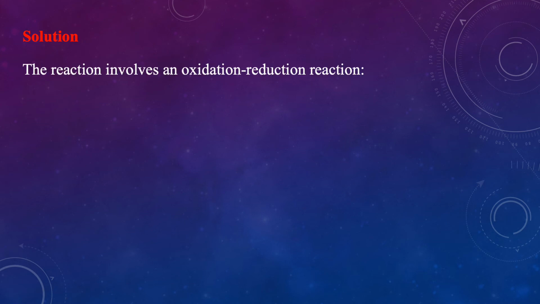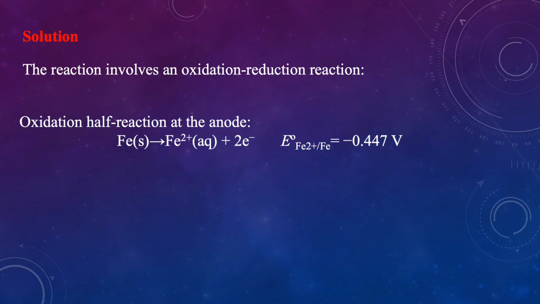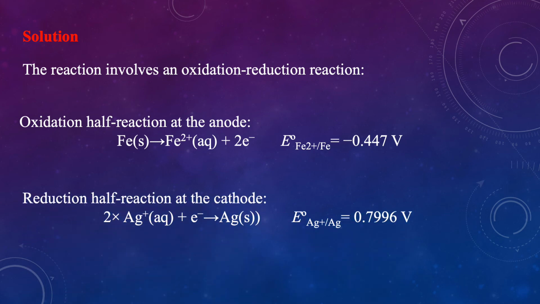To solve this problem, we need to recognize that the reaction involves an oxidation reduction reaction. The oxidation half reaction at the anode is Fe oxidized to form Fe2+ and 2 electrons, and the standard reduction electrode potential is negative 0.447 volts. The reduction half reaction at the cathode is Ag+ plus 1 electron forms Ag solid, and the standard reduction electrode potential is 0.7996 volts.